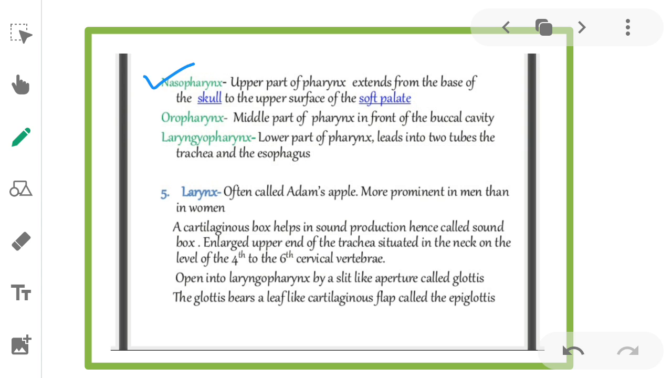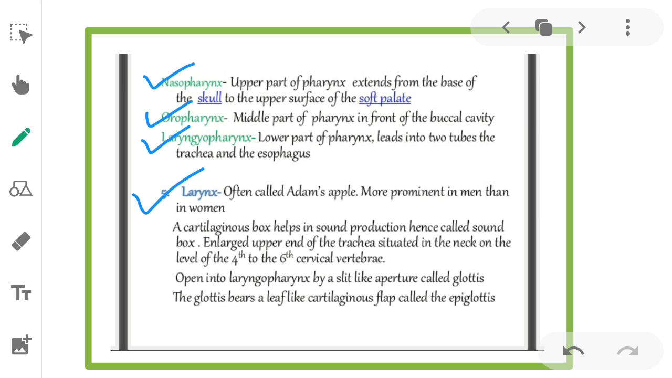So the nasal chamber opens into the nasopharynx, which is a portion of the pharynx and a common passage for food and air. Next, oropharynx. It is the middle part of the pharynx in the front of the buccal cavity. Third one, laryngopharynx. It is the lower part of the pharynx which leads into two tubes, that is the trachea and the esophagus.